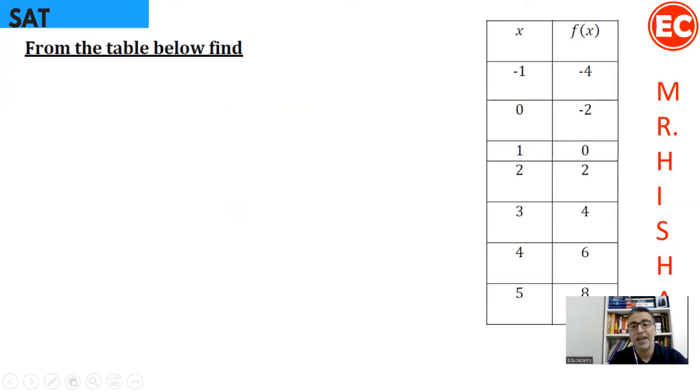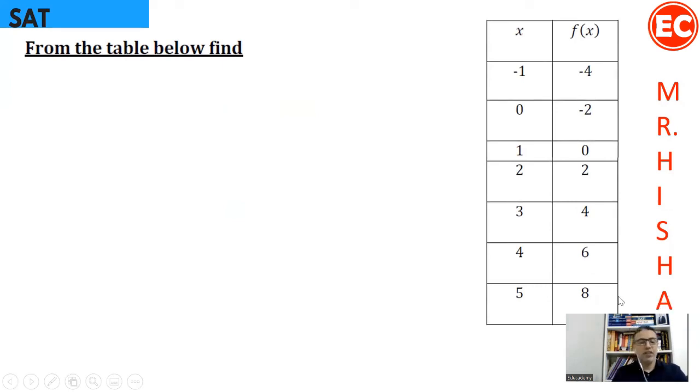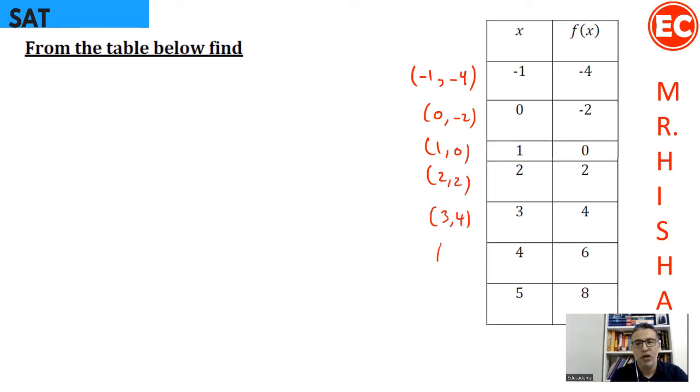The last part for function notation is how to figure out the values from a given table. So the first form today was how to figure out the values of the function from given functions. Second was from a graph. And third, in front of you, is from a table. If you don't like the table, you can write the table as ordered pairs: (-4, -1), (-2, 0), (0, 1), (2, 2), (4, 3), (6, 4), and (8, 5).